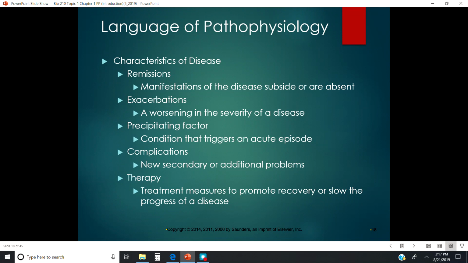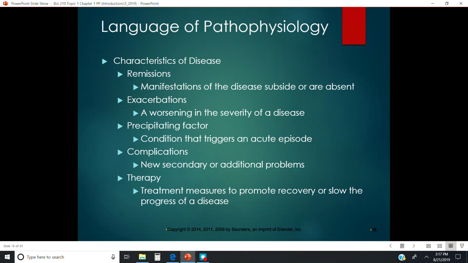A precipitating factor is a factor or a condition that triggers an acute episode. So somebody may do something to trigger an acute episode. A common thing that we see would be somebody shoveling snow, and then all of a sudden they have a heart attack, or they get angina, chest pain. It was the shoveling of the snow, the exertion was the precipitating factor.